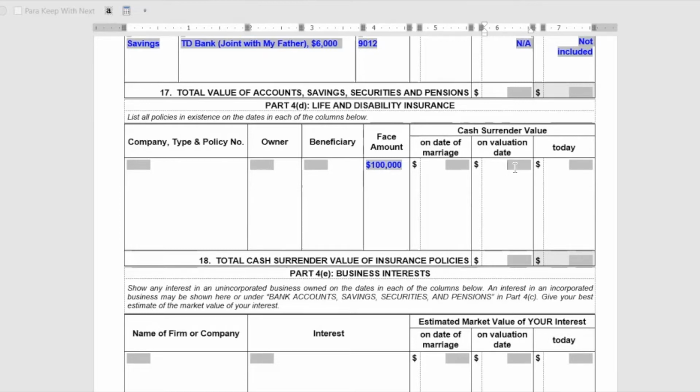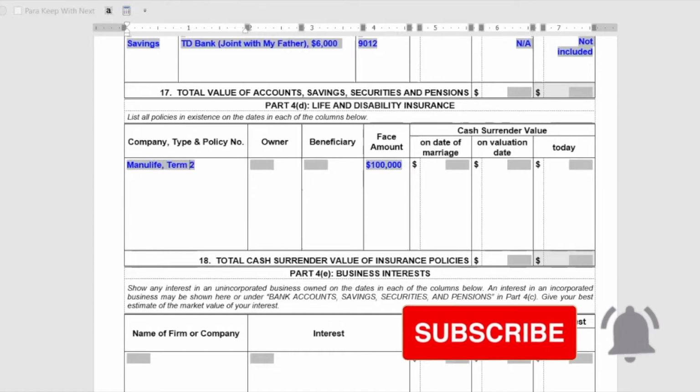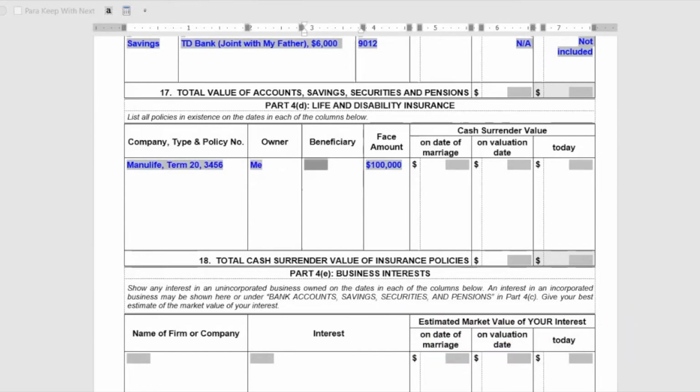to those policies that you own that you can actually cash out. So term insurance, let's say, again, I'm just going to do Manulife. They should pay me a commission. Term 20, and the policy number. Me, and let's say my spouse. Then you can actually write NA. Sometimes I put in nil. There's no value. You don't necessarily have to write NA for marriage, but you can for completeness.